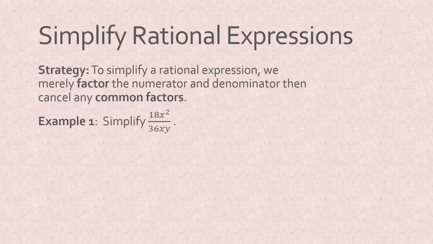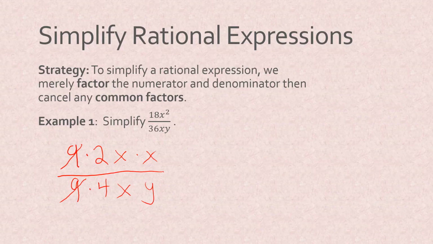One helpful observation might be that 18x squared can be written as 9 times 2 times x times x, all over 36xy, which can be written as 9 times 4 times x times y. And you can see immediately that the 9's are going to cancel and one of the x's is also going to cancel, producing for us 2x over 4y.